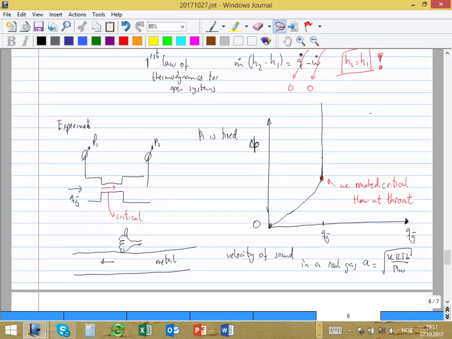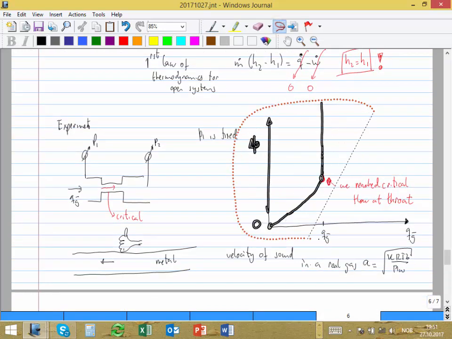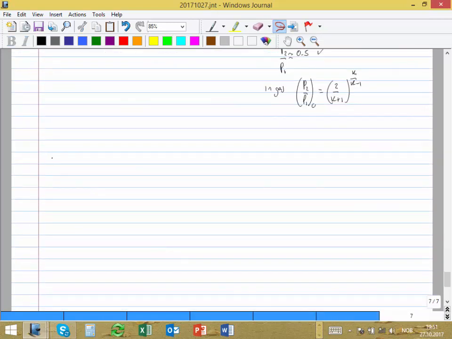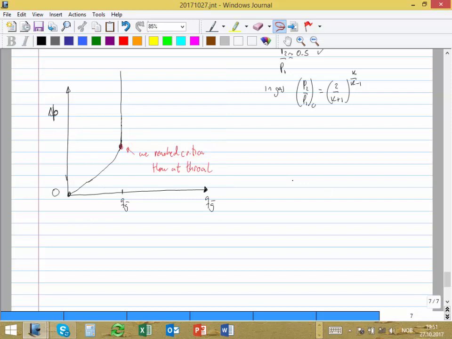So I want to take this drawing and make a few changes. This is for P1 fixed. So what happens if I increase P1 and repeat the same experiment?